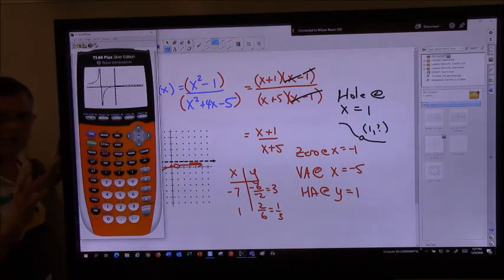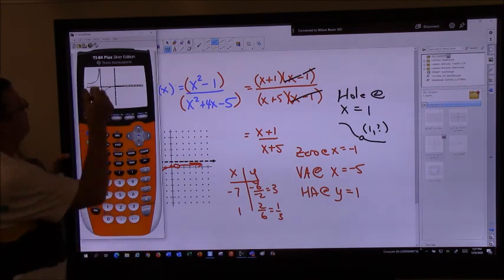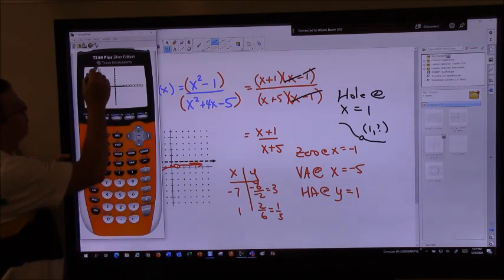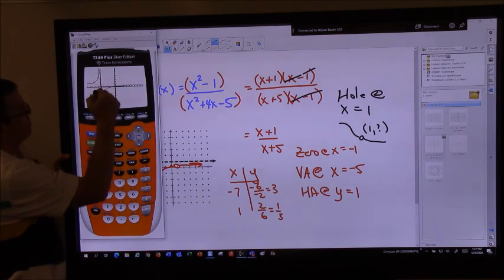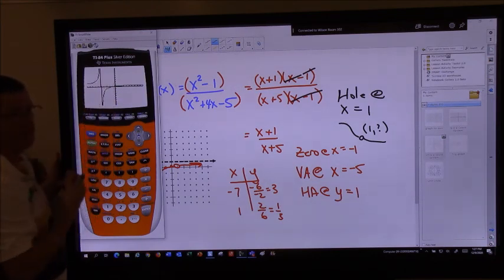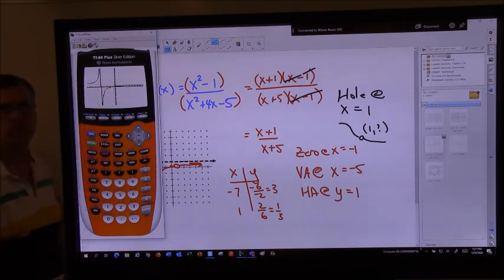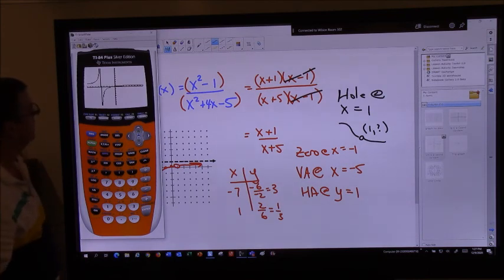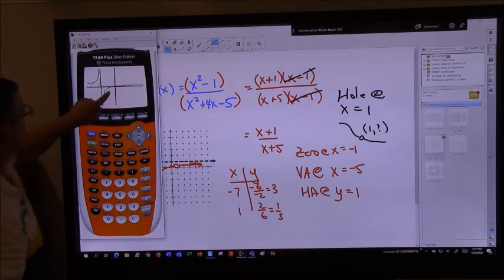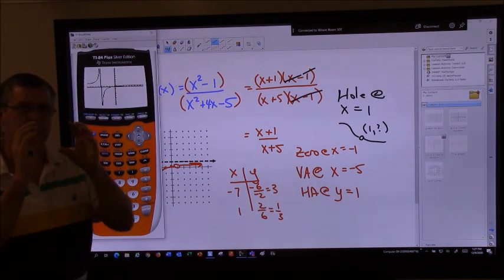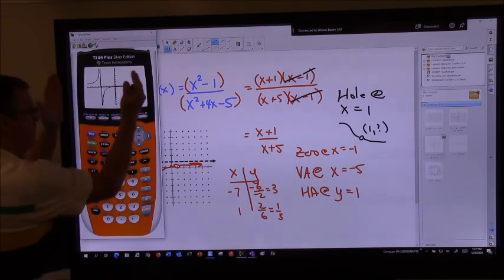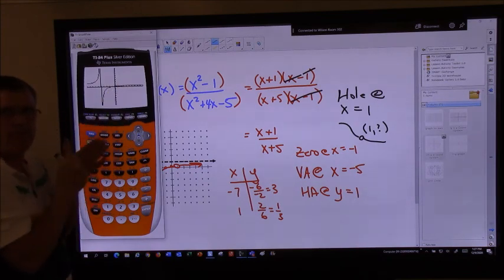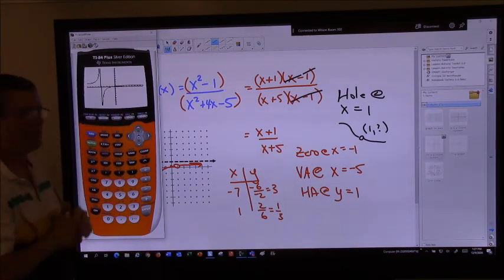Okay, now there's a couple weird things that happen with my graph. One is, it's trying to connect the point up here to the point down here, and so that's why you see this line. It actually shows me where an asymptote should be. All right? And then the other thing that's a little bit different is you can't see the hole in the graph because now all of a sudden the pixels have changed to fit the window, and I don't have a pixel that's exactly at x equals 1.